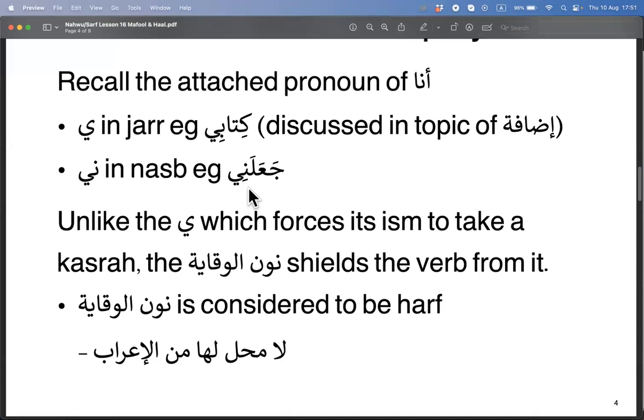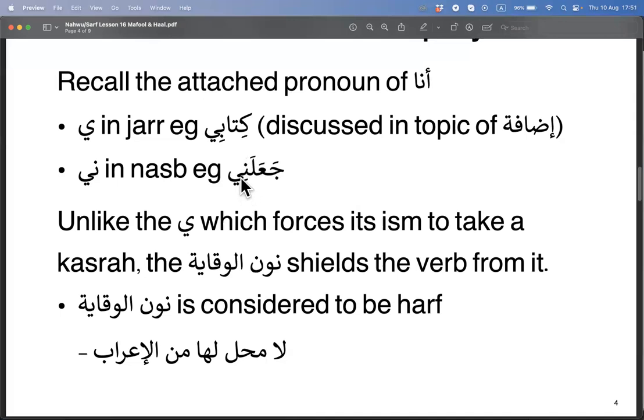We said that domir muttasil, when it's attached to a fi'il, it becomes the maf'ul, right? So this is a fi'il, he made, right? He made me. So this is an attached pronoun, right? So this will be the maf'ul. So what part is the attached pronoun just now you said? The noon or the ya? Ya. So the ya is your fi mahali nasab. The ya is your maf'ul bihi. This noon is not a maf'ul bihi.